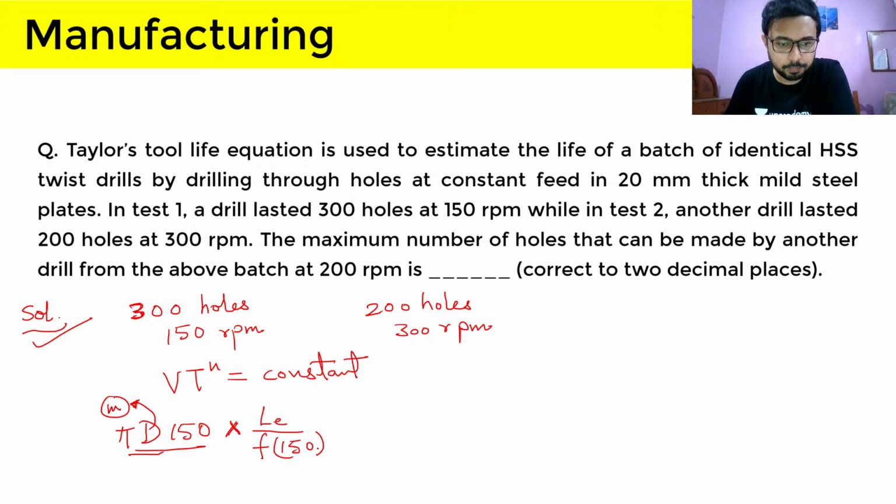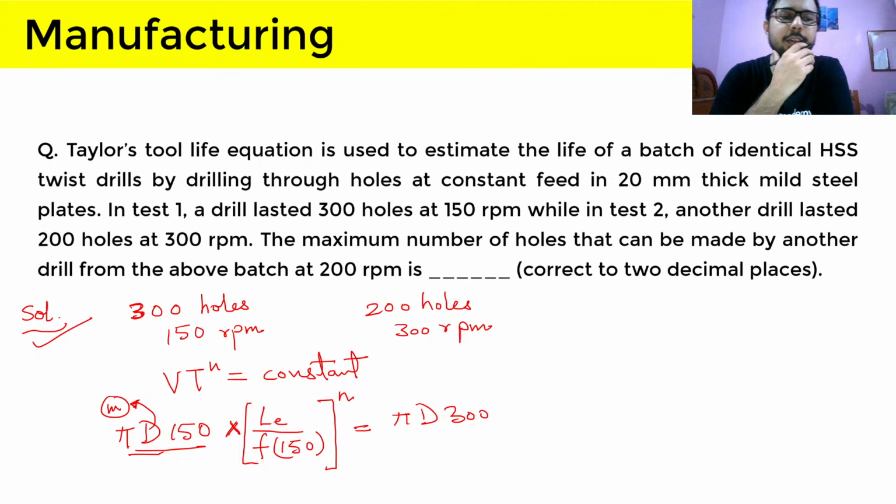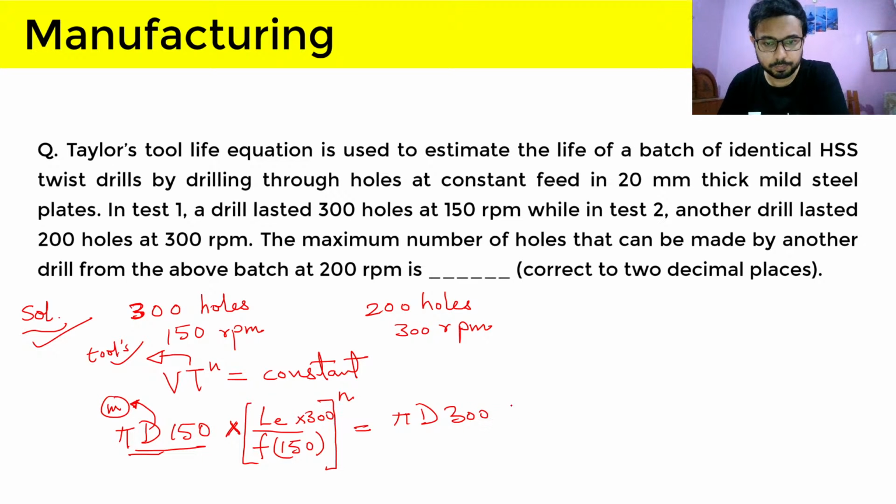So n is 150, and raised to the power n is equal to again pi d 300. And one more thing here, since the t here is the tool's life, therefore we have to multiply 300 here also, because this L_e, that is effective length divided by F n, is for a single time for a single hole.